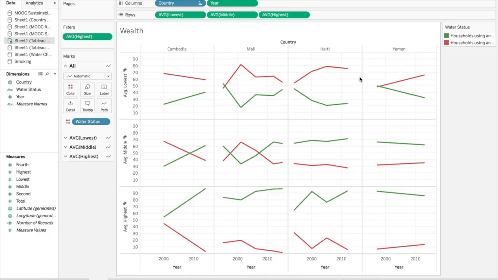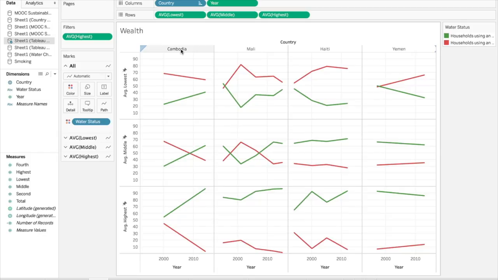Now that we've set this up, we can see that how individuals have access to water varies greatly within countries over time by wealth. So this is very helpful data for our story on inequality and water.